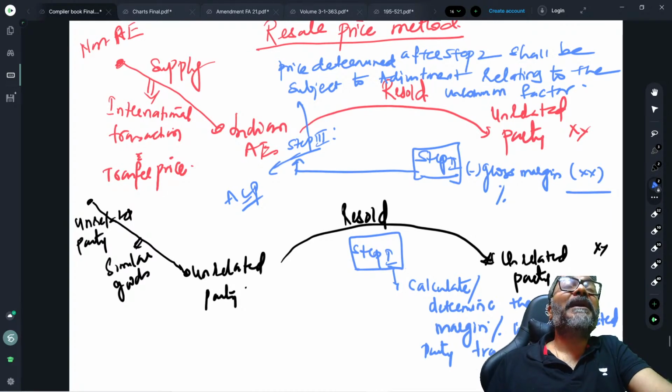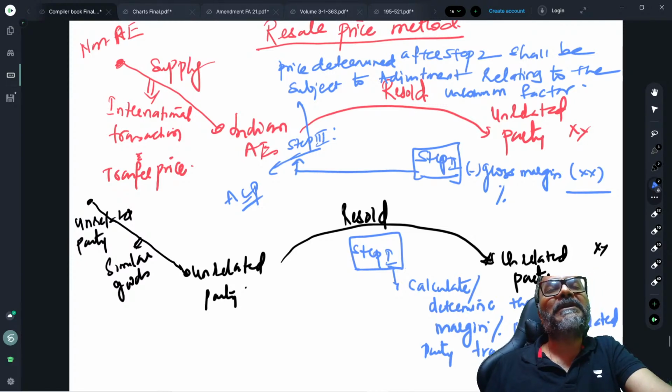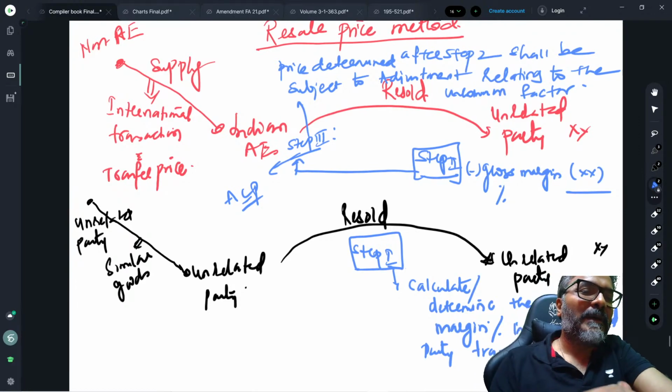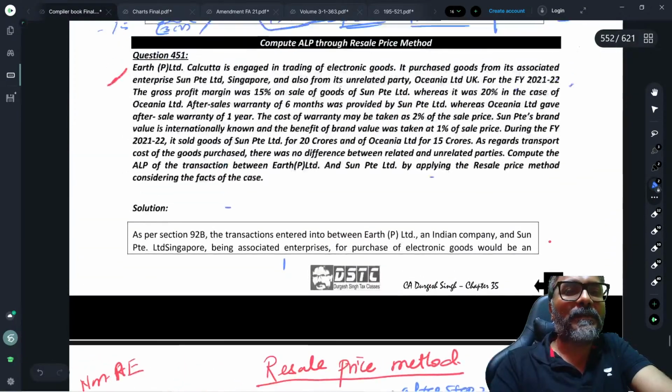The comparison between the price at which you should have purchased the goods, which is your ALP, and the price at which you have actually purchased the goods from your non-resident AE, which is your transfer price. So do the comparison, and the difference, students, is the transfer pricing adjustment. On that note, students, let's see this particular question.